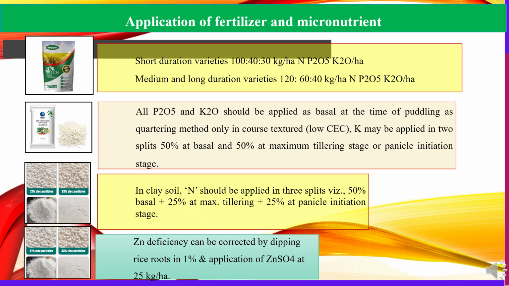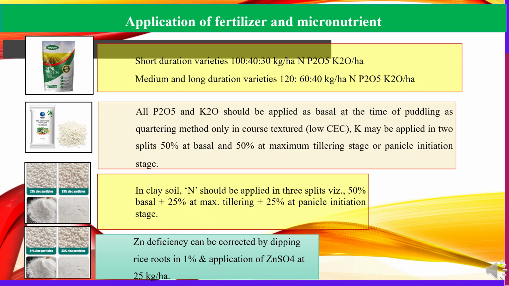Application: apply the entire recommended dose of P2O5 and K2O as basal during puddling. Exception: coarse textured soils, low CEC. Apply K2O in 2 equal splits, 50% at basal and 50% at maximum tillering or panicle initiation stage. Nitrogen, N, application in clay soils. Apply in 3 splits, 50% basal plus 25% at maximum tillering plus 25% at panicle initiation stage.